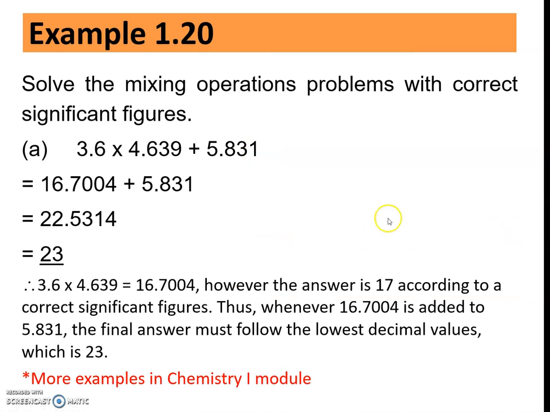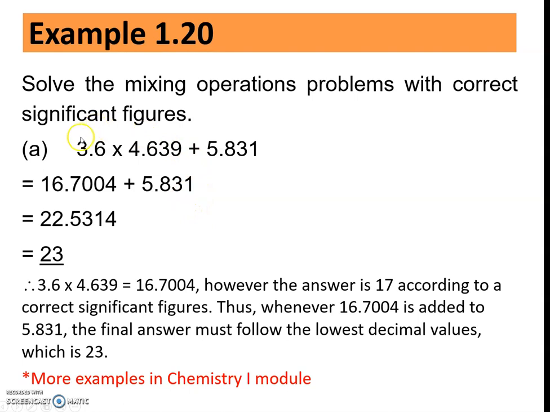However, I want to discuss this question. Let's say we have such a question: solve the mixing operation problems with correct significant figures. So we have two operations here, which are multiplication and also addition. First of all, of course, you will solve this part. What you obtain here is 16.7004 whenever you solve it. Only then do you add it with 5.831.